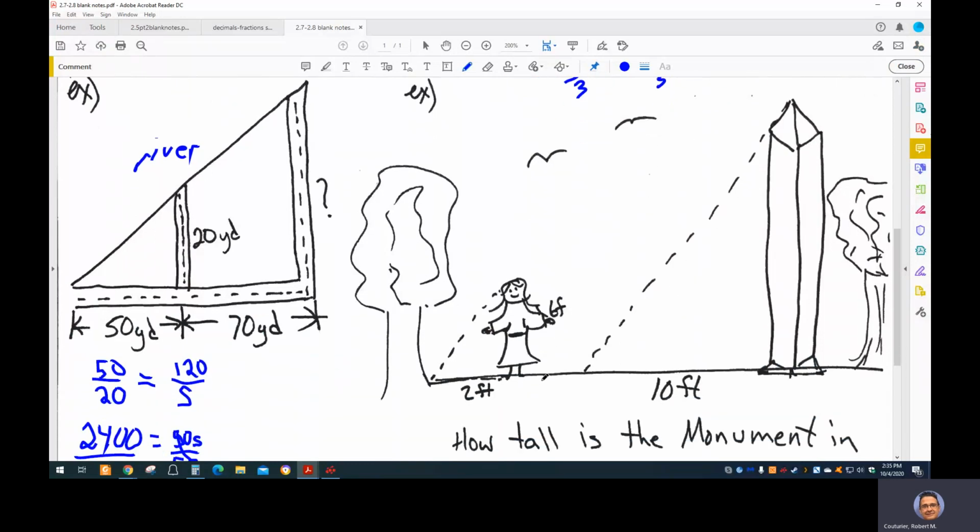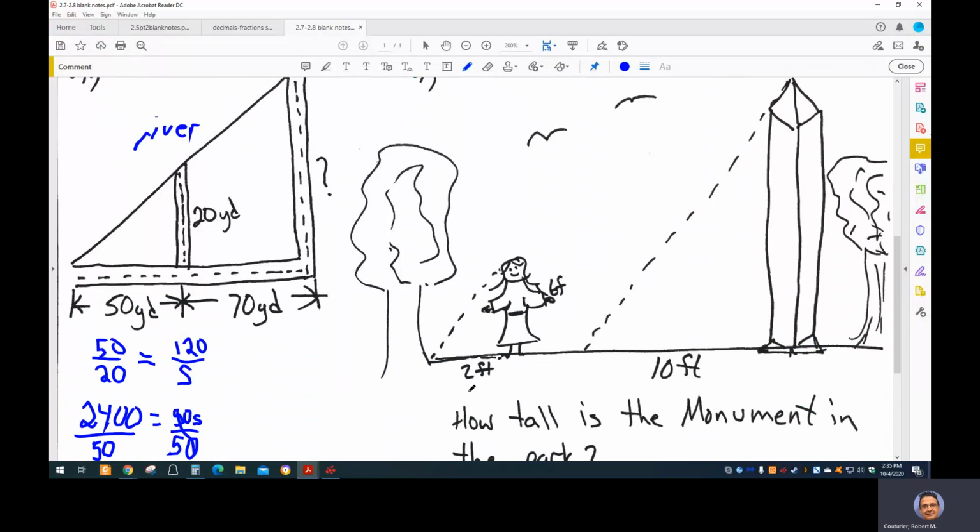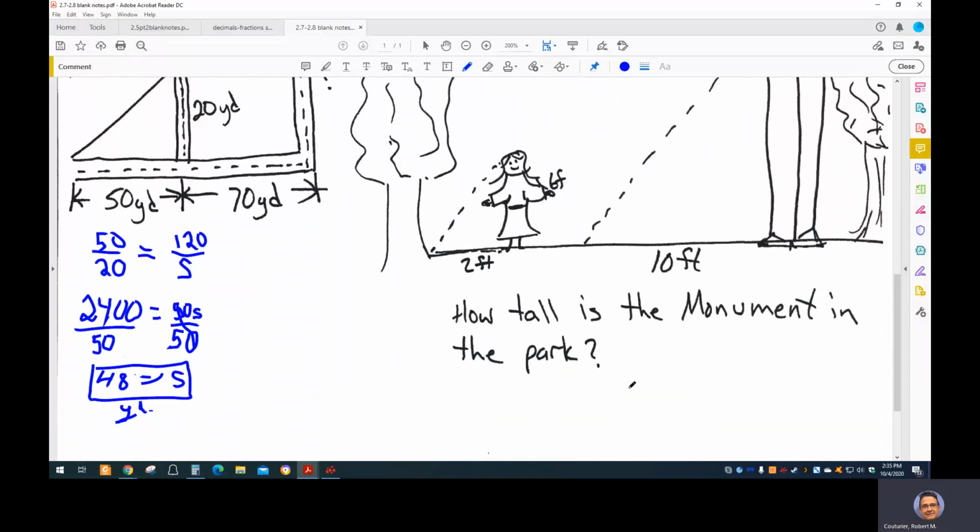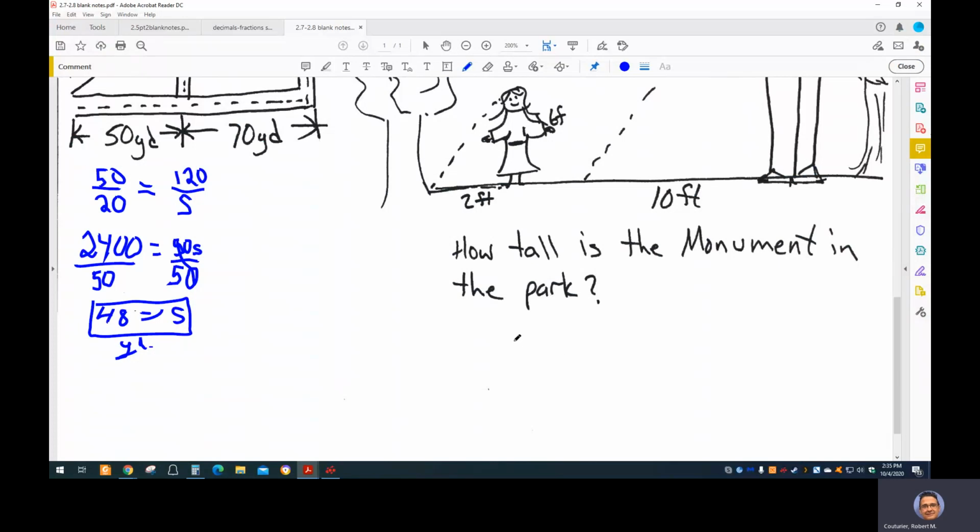And she notices that Sally is 6 foot tall and her shadow is 2 feet long. The monument, we don't know how tall it is, and she's wondering that. But she notices that the shadow there is 10 feet long. So what we have to do is set up this proportion. So if she is 6 feet tall and her shadow is 2 feet, we have no idea how tall this monument is, but we do know it's casting a 10-foot shadow.